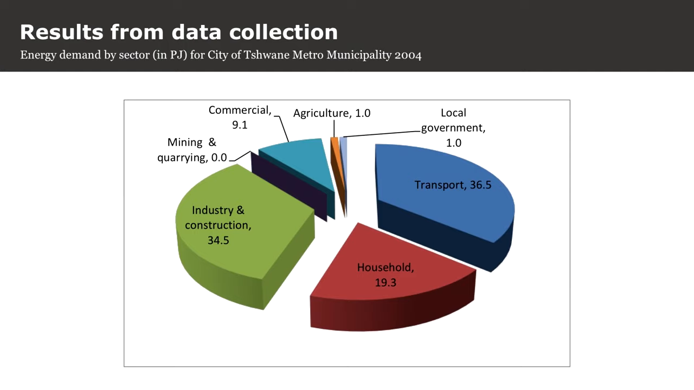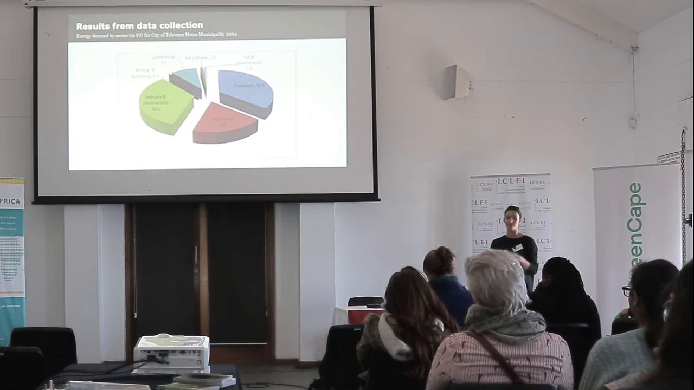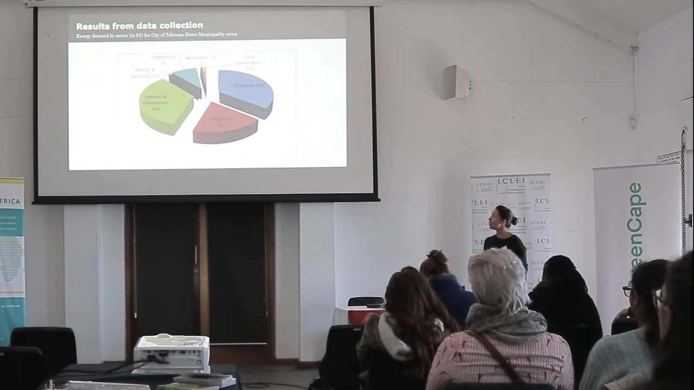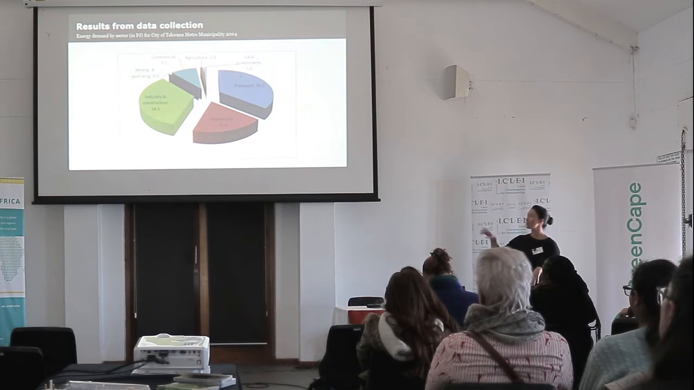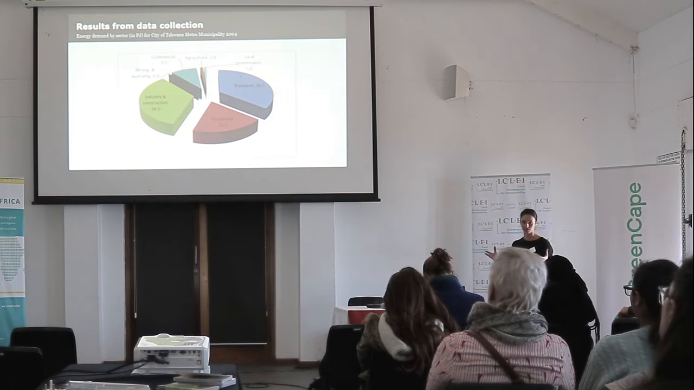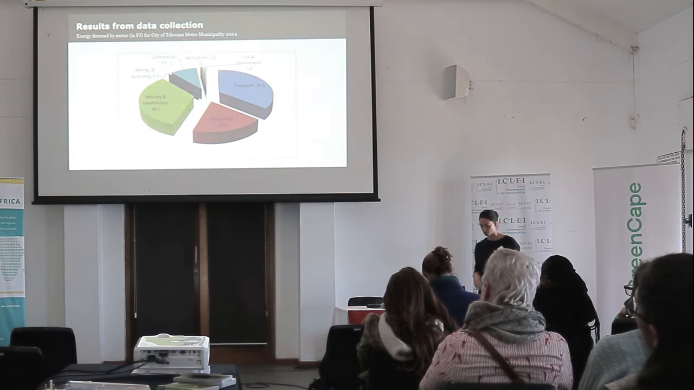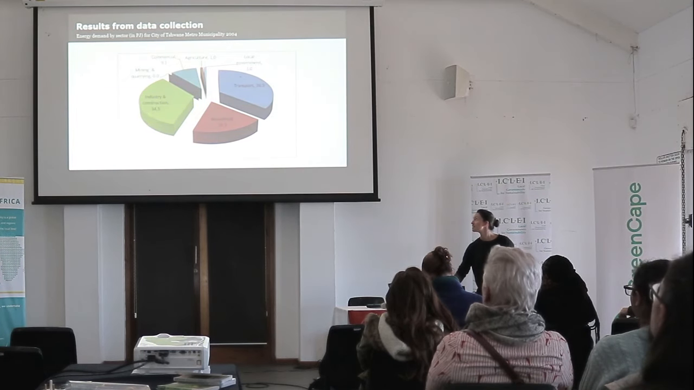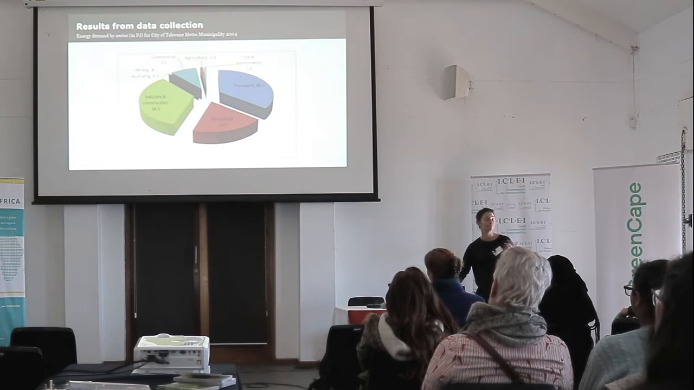We're also able to take a look at the different energy sources. So this is just focusing on City of Tshwane, one of the major metros in Gauteng. So for 2004, you can see the various industries and sectors of the economy that use different proportions of energy, with industry and construction, transport, similarly to Cape Town, taking a dominant role in energy, and that's also partly because of the sprawling nature of Tshwane and Gauteng itself and how dominant the transport sector is. Housing also takes about 20%, and then commercial, agriculture, mining, quarrying.